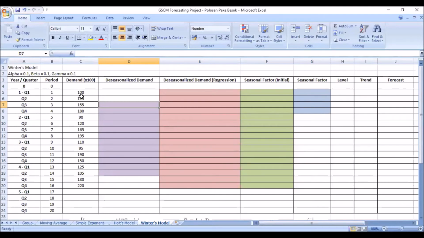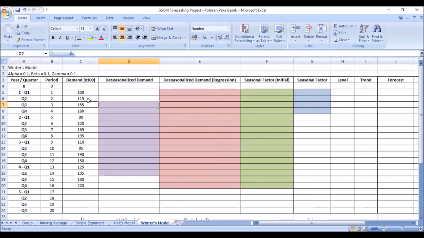to find the seasonalized demand. We're not counting the first two seasonalized demands and the last two seasonalized demands, but we're gonna count the seasonalized demand in order to find the level and trend from the regression.